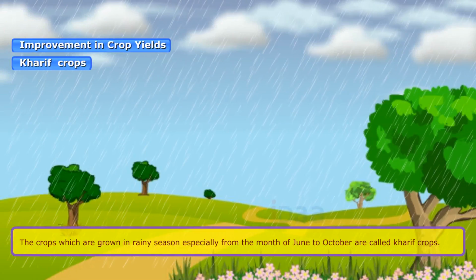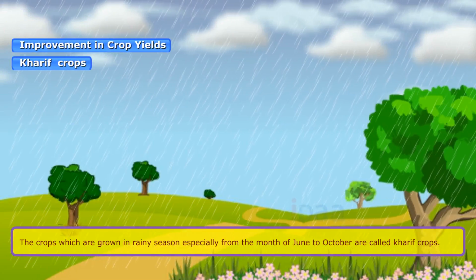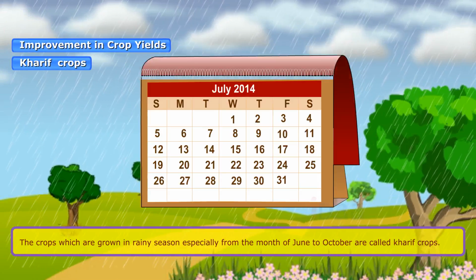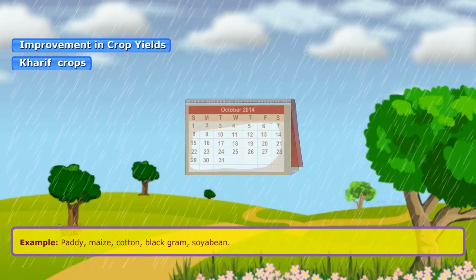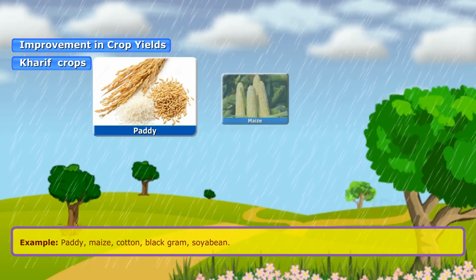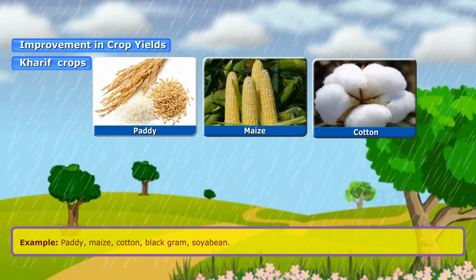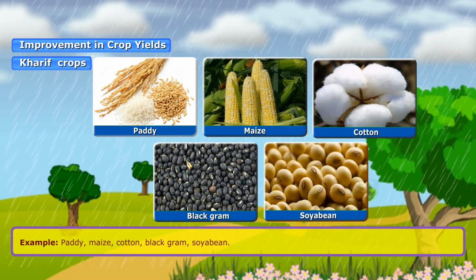Kharif crops. The crops which are grown in the rainy season, especially from the month of June to October, are called Kharif crops. Example: paddy, maize, cotton, black gram, soya bean.